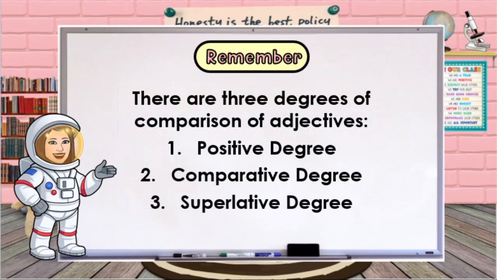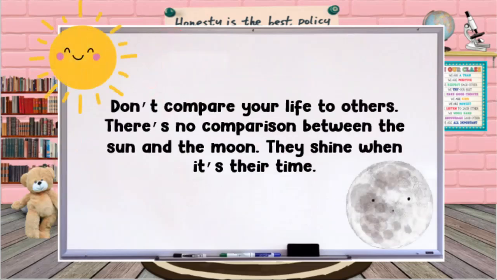Let us remember that there are 3 degrees of comparison of adjectives. The first one is the positive degree. The second is the comparative degree, while the third one is the superlative degree.